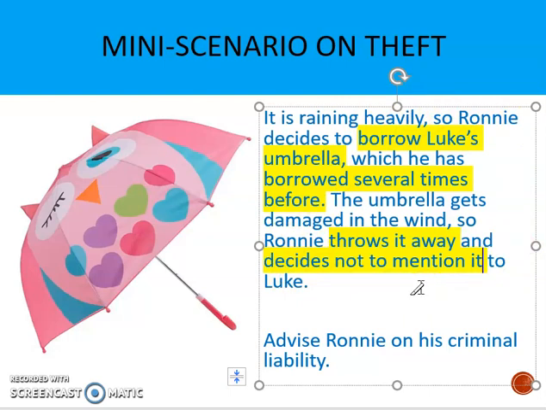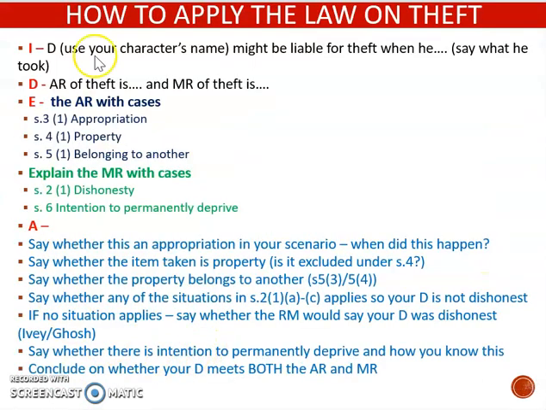So we know what the situation is. Let's now have a look at how we use IDEA to get a nice written answer to this. So on this slide, I've written how to apply the law on theft using IDEA, which we are used to. It's quite detailed, this slide, because there is so much to theft. And I wanted to make it as clear as possible what you need to do, because students often, particularly in the application, they just jump onto what's the main issue.